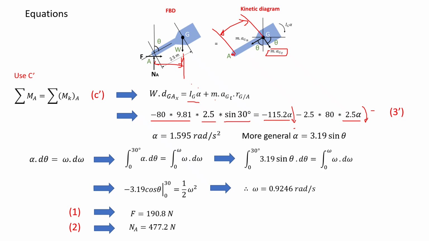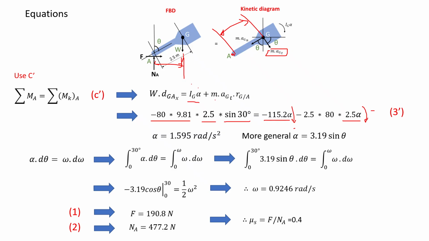And the same thing, I'm going to substitute the alpha and the omega in the equation 2, and I will get that the Na is equal to 477.2 Newton. Now, if I'm going to divide the F by the Na, I will get the value for the mu, which is going to be equal to 0.4. Okay, so now let's try to think about how we change the 1.595 radian per second square into 3.19 sine of theta. Okay, so that's what we're going to discuss in the class.